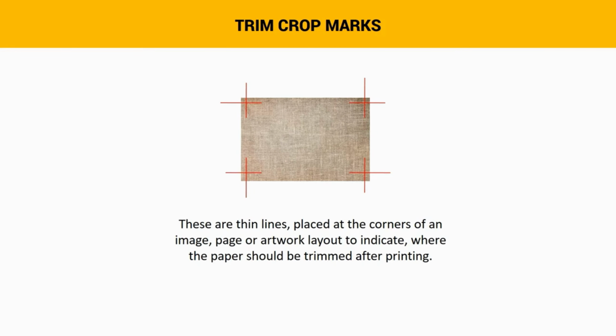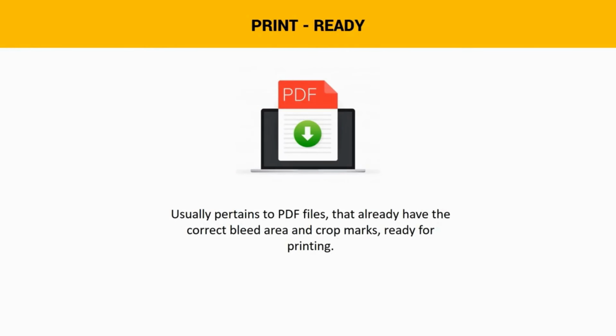Trim or crop marks. These are thin lines, placed at the corners of an image, page or artwork layout to indicate where the paper should be trimmed after printing. Print ready usually pertains to PDF files that already have the correct bleed area and crop marks, ready for printing.